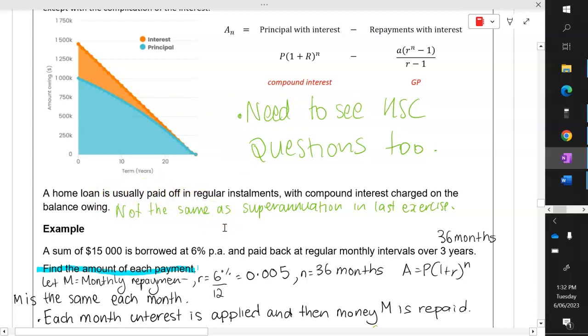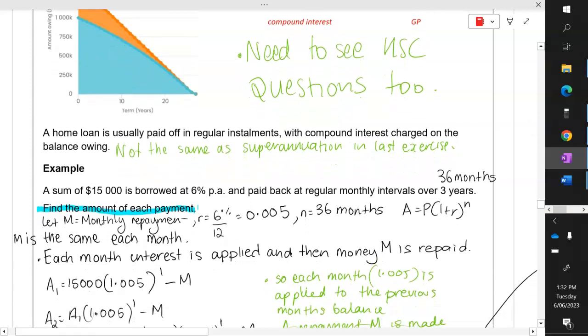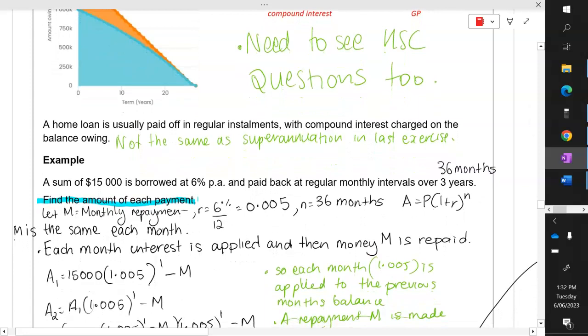So a home loan is usually paid off in regular installments with compound interest charged on the balance owing. This is not the same as the superannuation in the last exercise. We don't start out calculating it the same way, and we're paying off a regular installment, generally monthly, sometimes yearly, and we're going to call that M. Okay, so M is going to be our monthly repayment. R, like before, is going to be our rate.